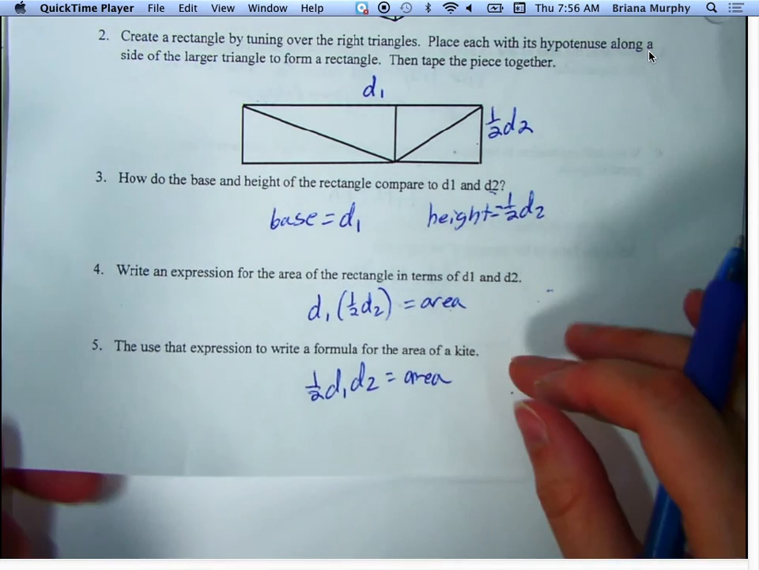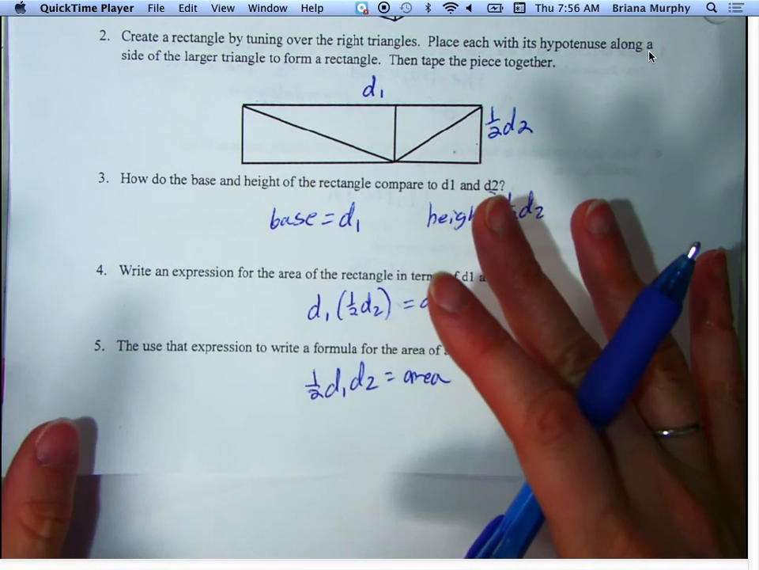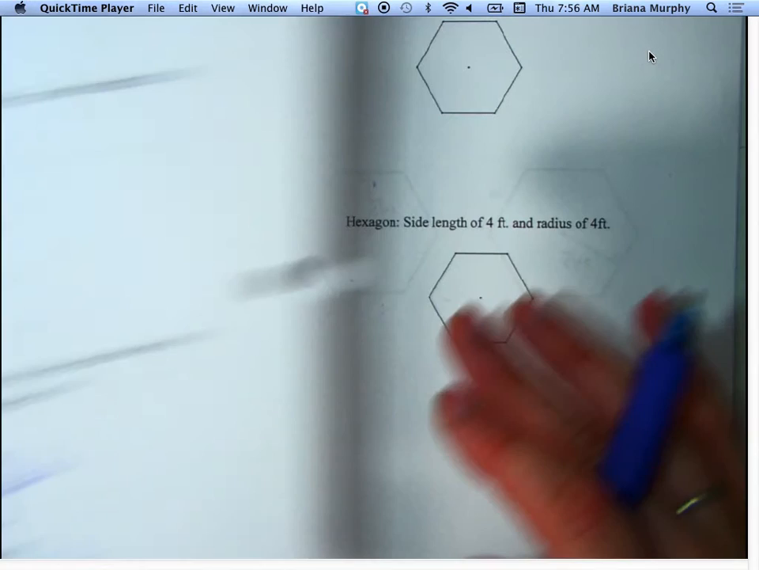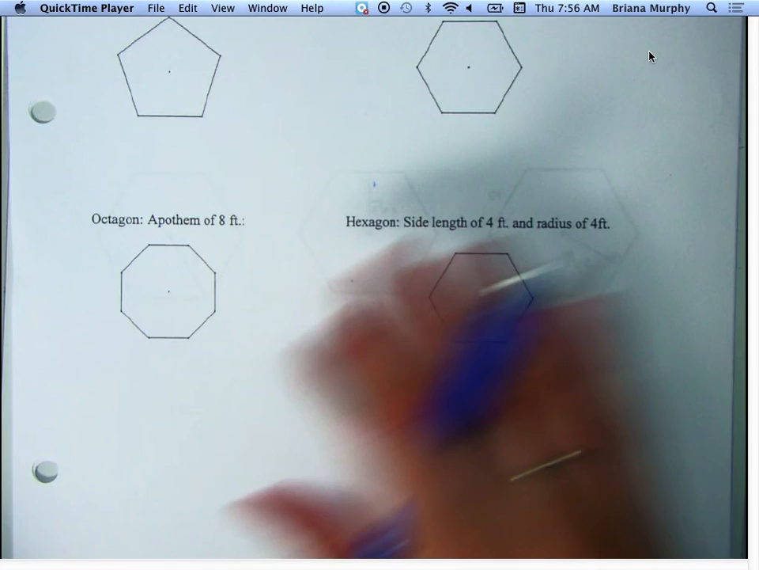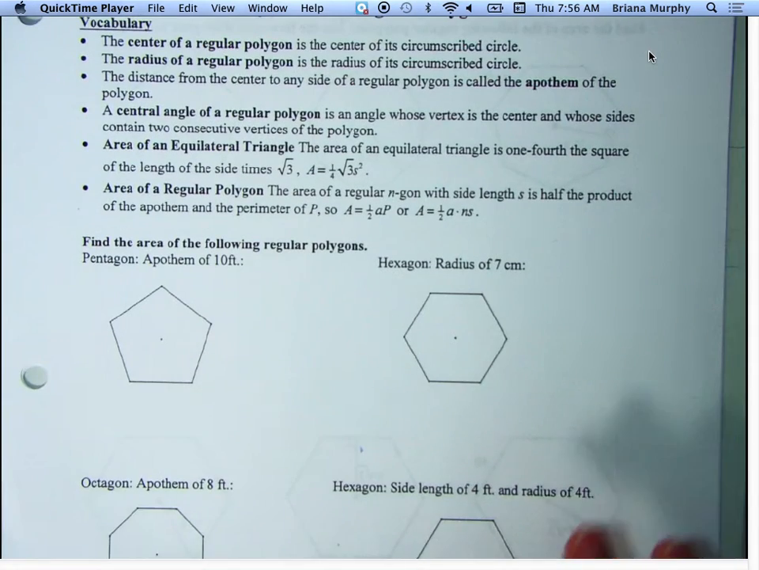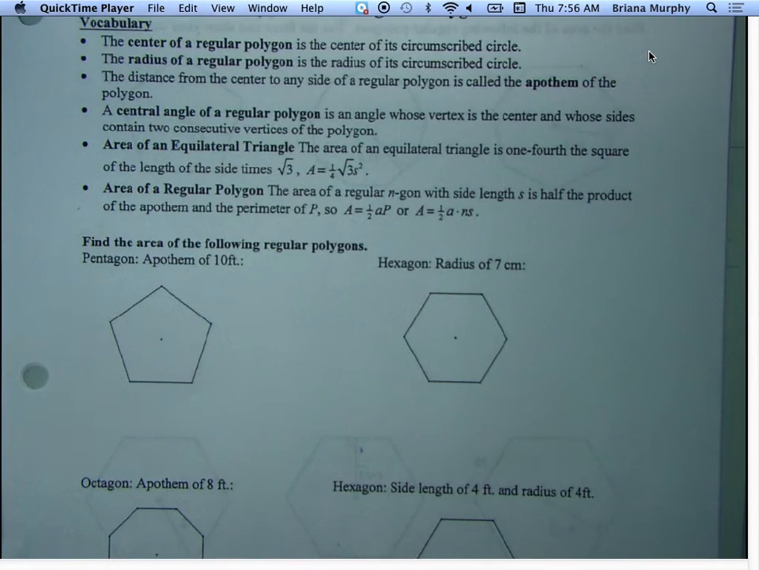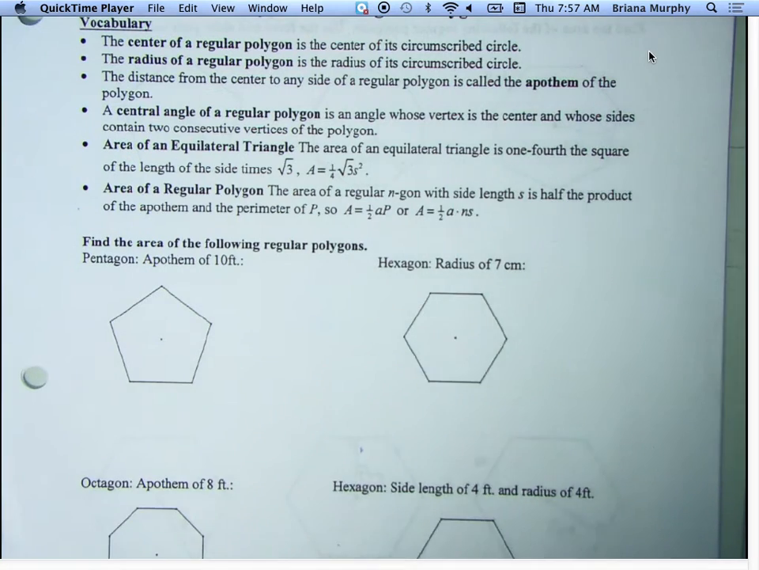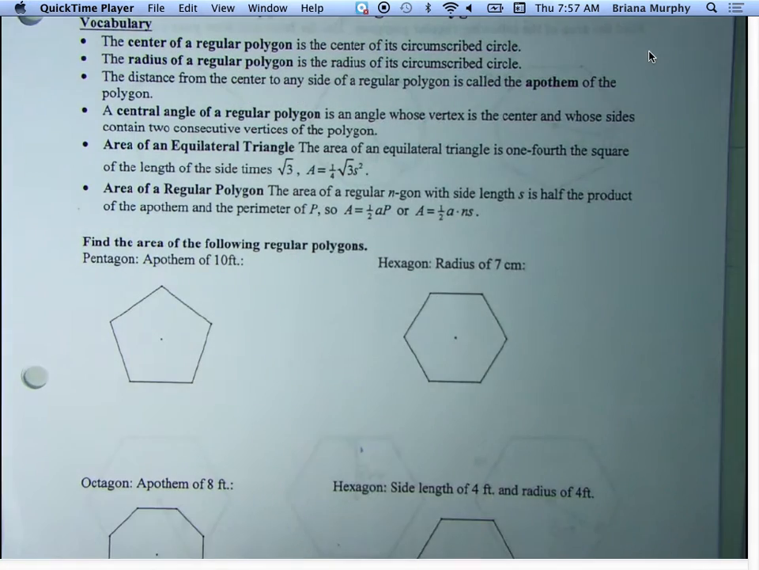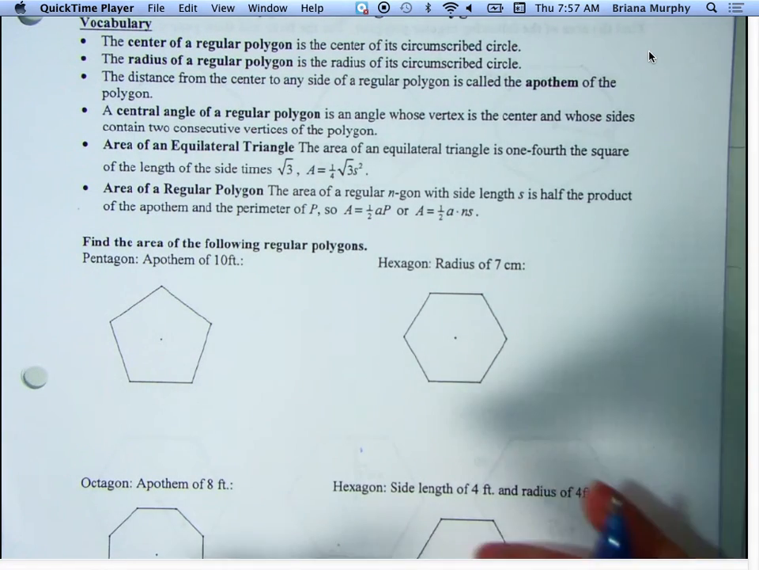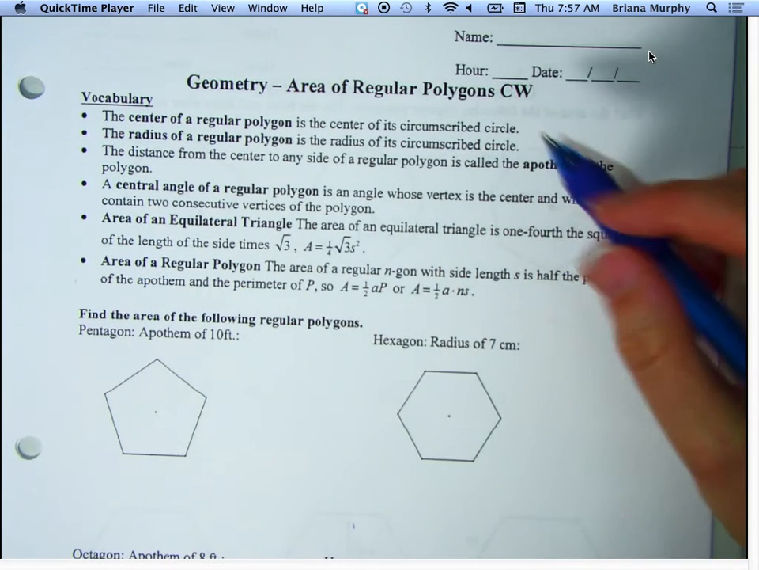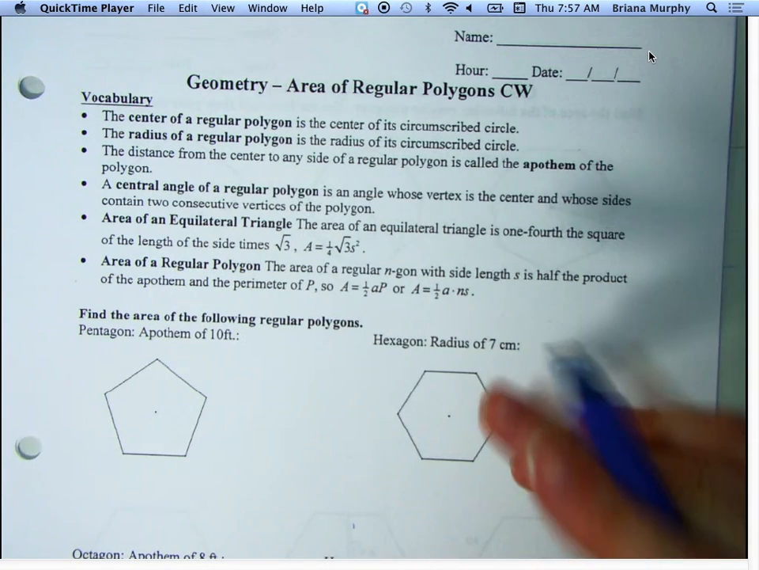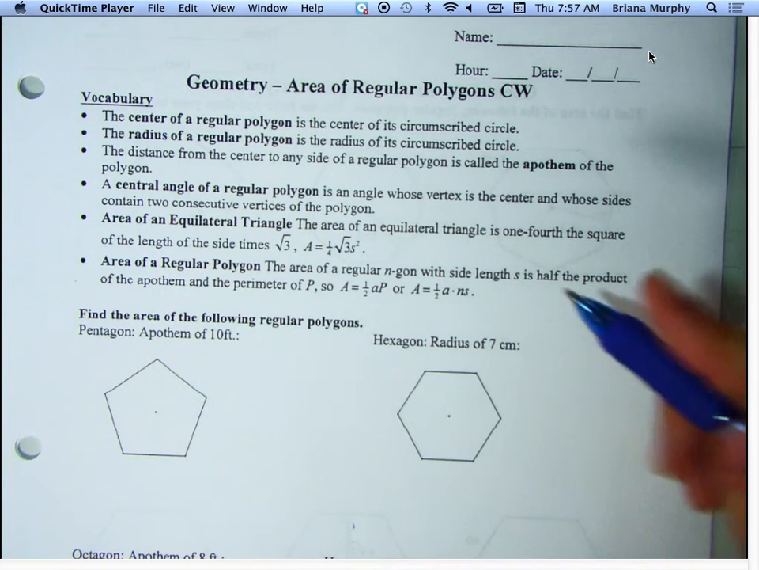All right, guys, the important stuff. We went over this yesterday some. Let's look at today's. Okay. So we have area of a regular polygon. We're going to go over some of this vocab on the top in order to help us figure this out on the bottom.